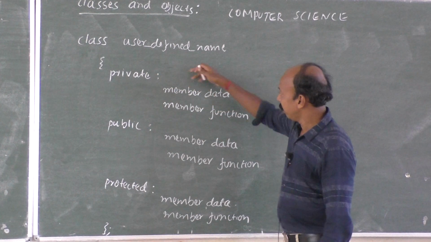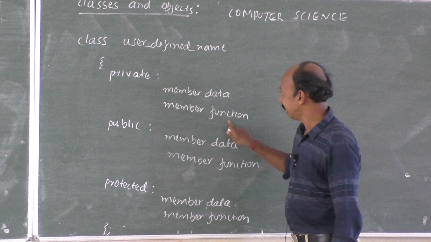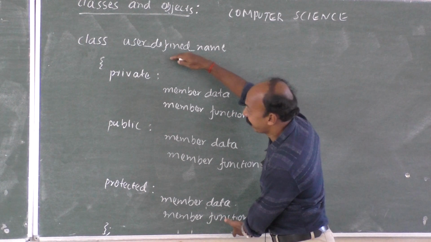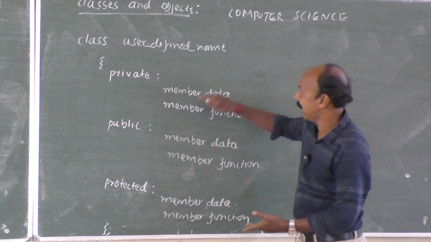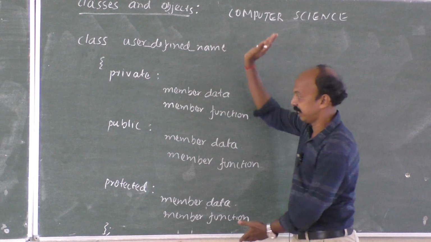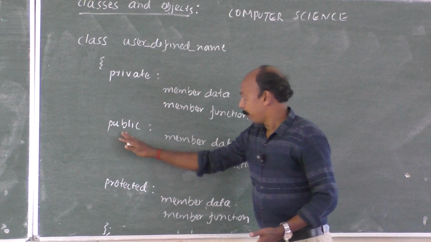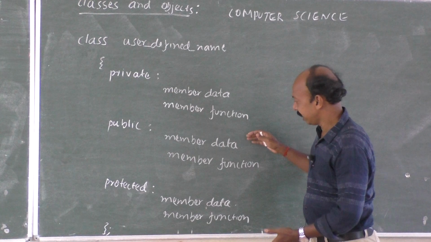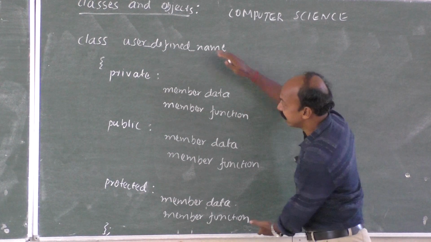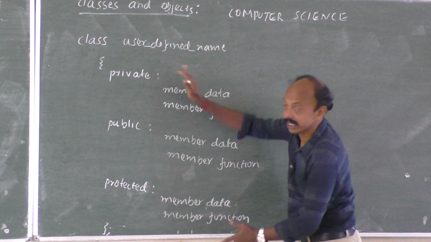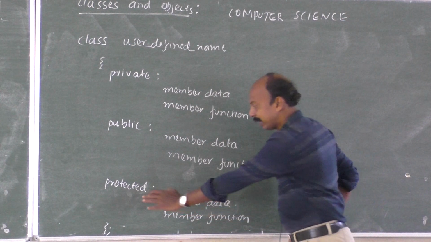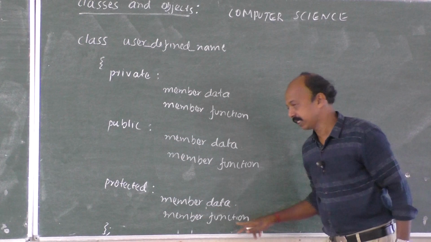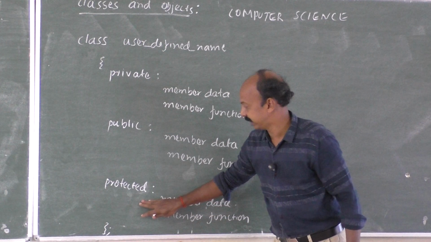Private, whatever member data and member function that we have defined here is private to this class. We cannot access this member data and member function outside the class. Public, whatever member data and member function is defined here can be accessed inside the class as well as outside the class. But when we come to the protected, here also we do have the same member data, member function, but there is a small difference.